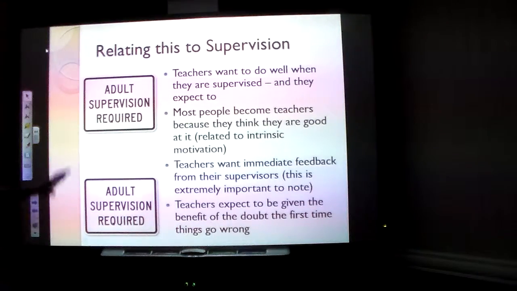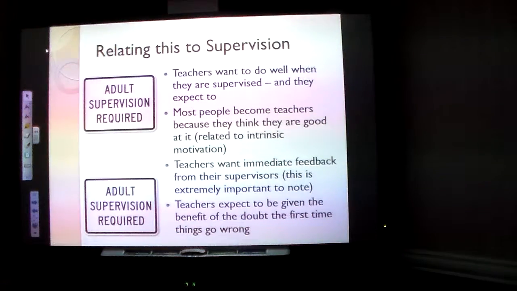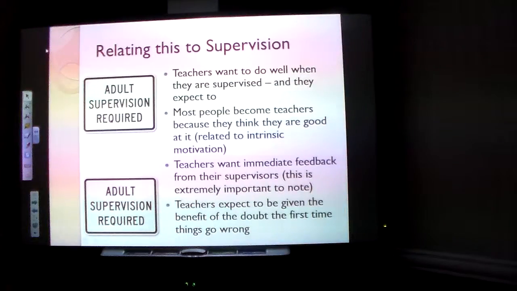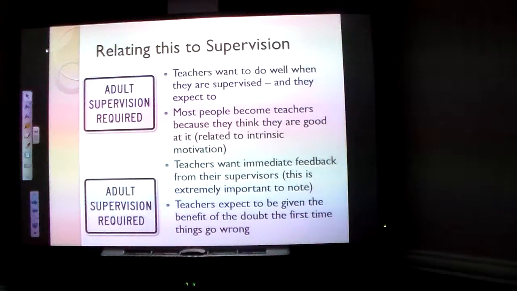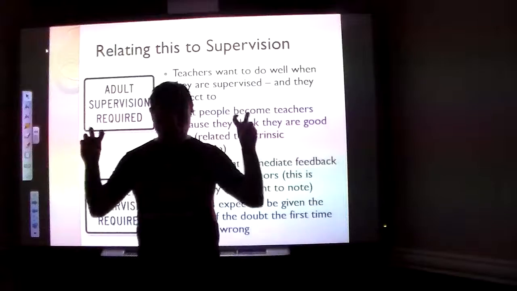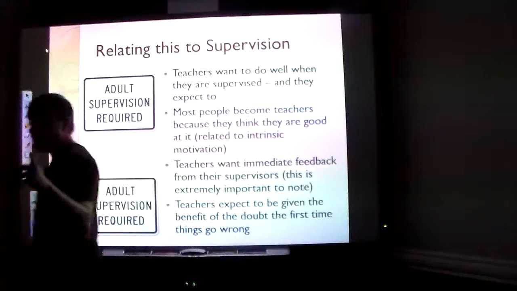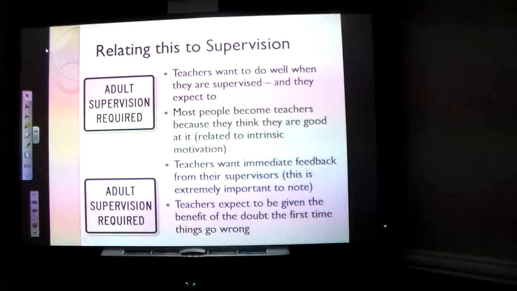Teachers want immediate feedback from their supervisors, meaning after an observation occurs, they want to be told, this is what I did right, this is what I did wrong, and they want that feedback to be immediate. Most teachers want the benefit of the doubt the first time something goes wrong. So if there's a bad observation, you owe it as a supervisor to those teachers to supervise them a second time, just to make sure that they're doing what they're supposed to be doing.